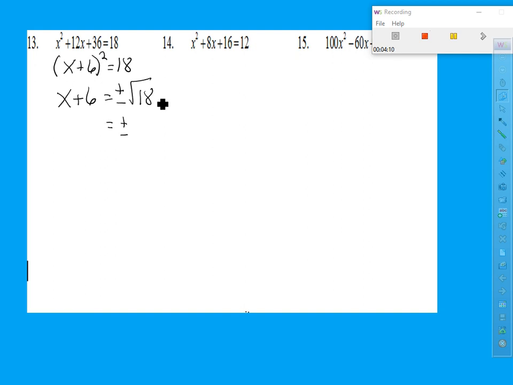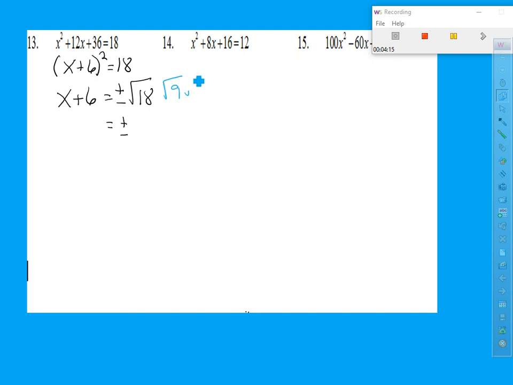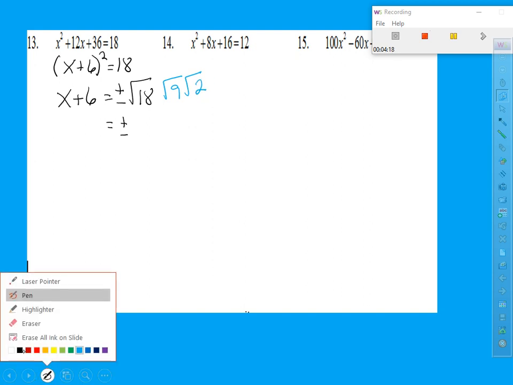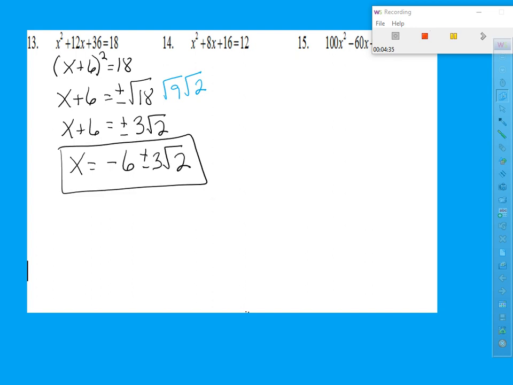We've got to reduce the square root of 18. So I'm going to call that the square root of 9 times the square root of 2, so this really becomes 3 square root of 2. So I've got x plus 6 equals positive or negative 3 radical 2. To get x by itself, I'm going to subtract 6 over. Now, I'm going to leave my answer like that. You can't combine that whole number out front, that integer, and the radical. So that's your answer. Now, that is what we did last class. You'll need that in today's class.